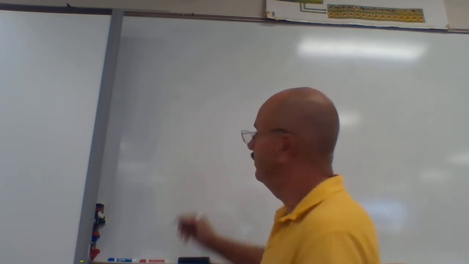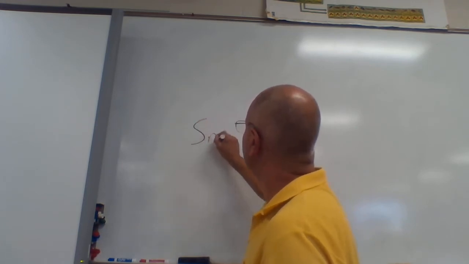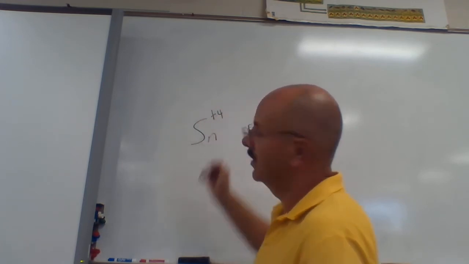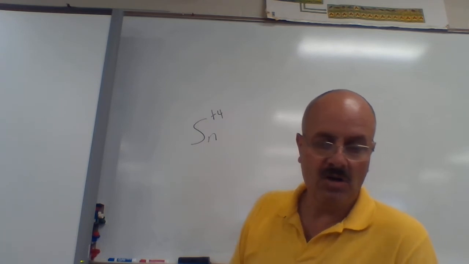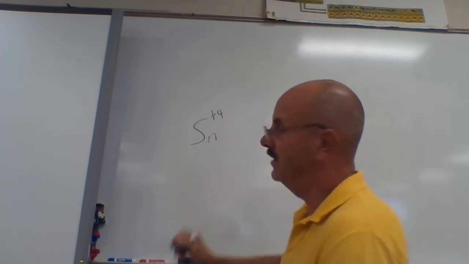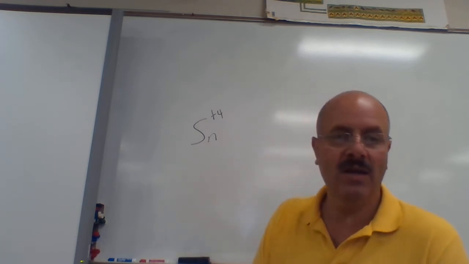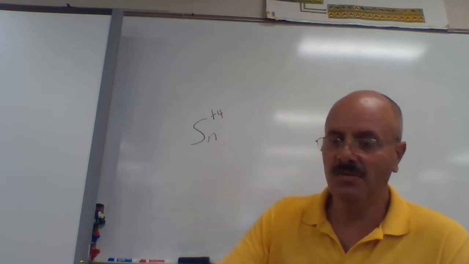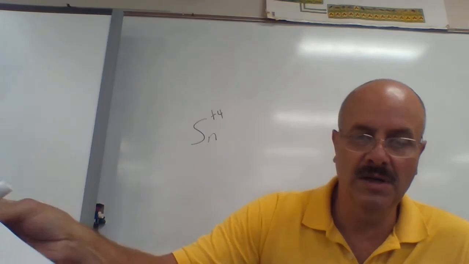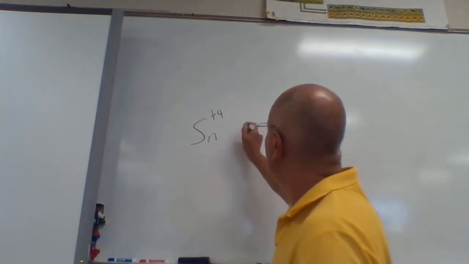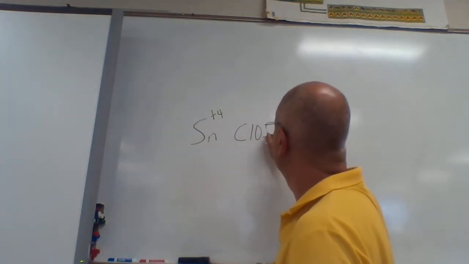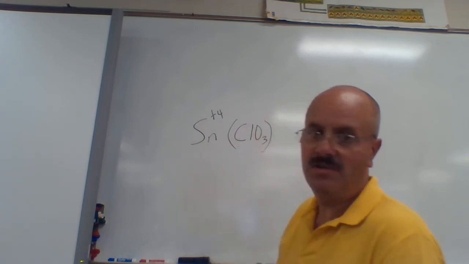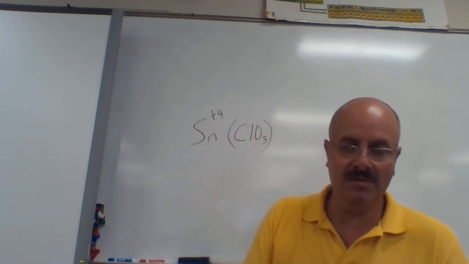Letter C, tin, 4. Tin is Sn, and the 4 means he's a +4. And then we have chlorate. Chlorate ends in "ate" instead of "ide." If it was "ide," it would be from the periodic table, but it ends in "ate," so we have to look at that chart. Okay? So you go to that chart, and it's ClO3. I'm going to put that in parentheses just so you can see that that's from page 147.